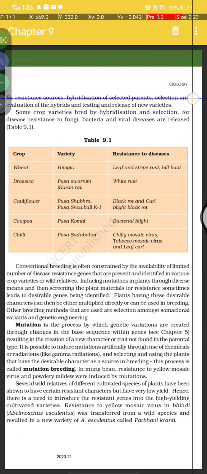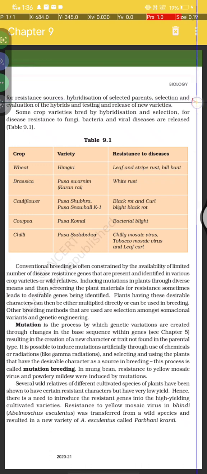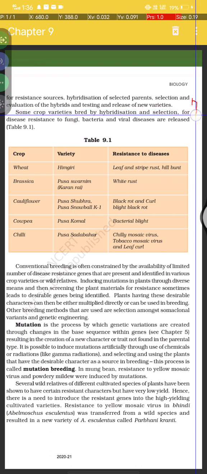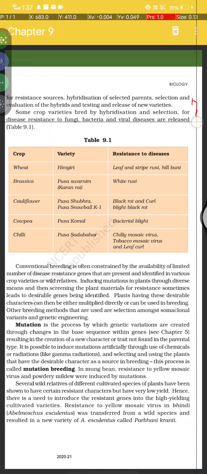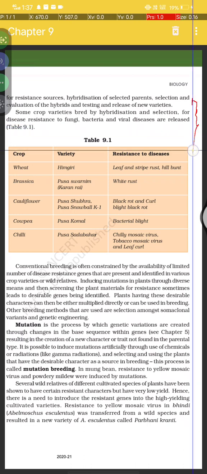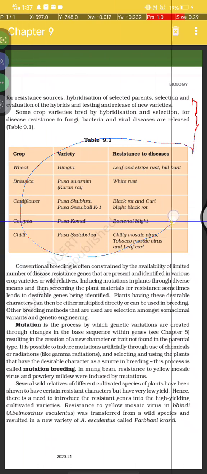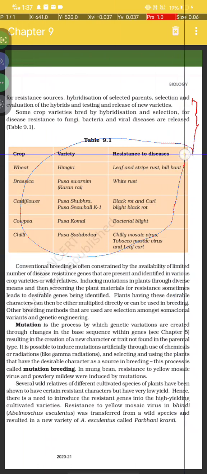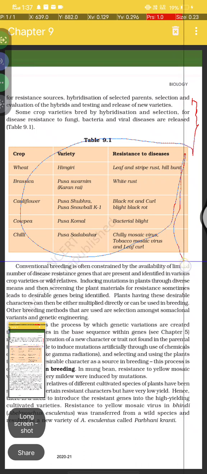for resistance sources, hybridization of the selected parents, selection and evaluation of hybrids, and testing and release of new varieties. Some crop varieties bred by hybridization and selection for some diseases resistant to fungi, bacteria and viral diseases are released. टेबल 1.1 इसको भी आप ध्यान से याद ही कर ले तो मेरे ख्याल से बेटर होगा. ओके, ये सब पढ़ाने वाली चीज़ नहीं होती है, इसे याद करना होता है इसे.